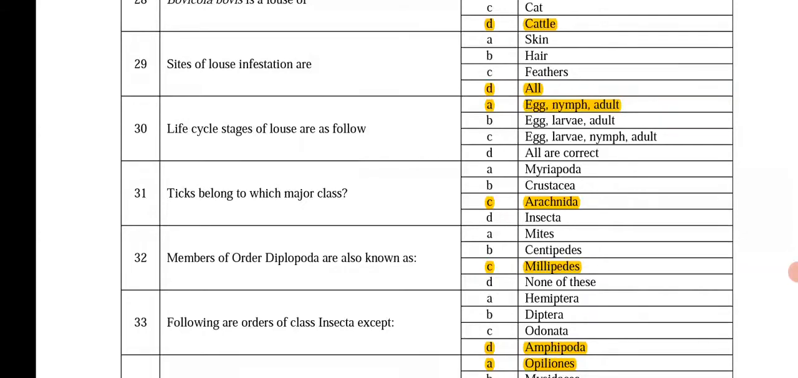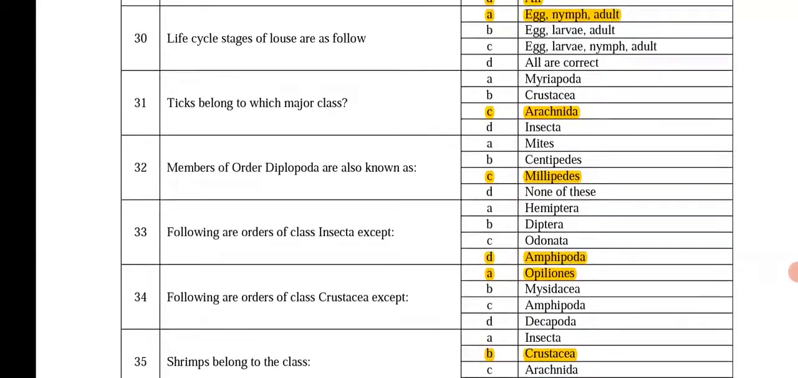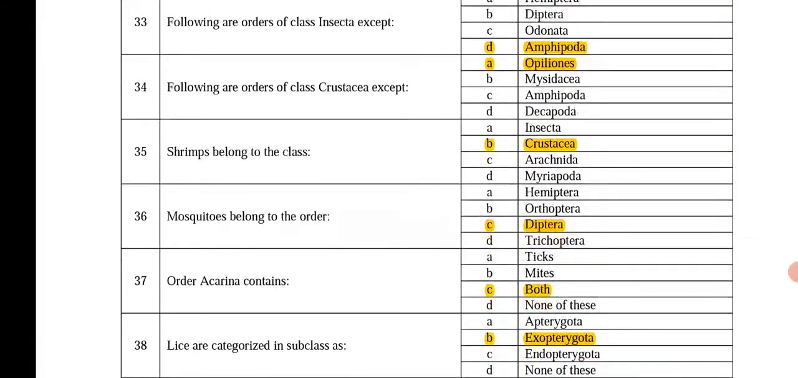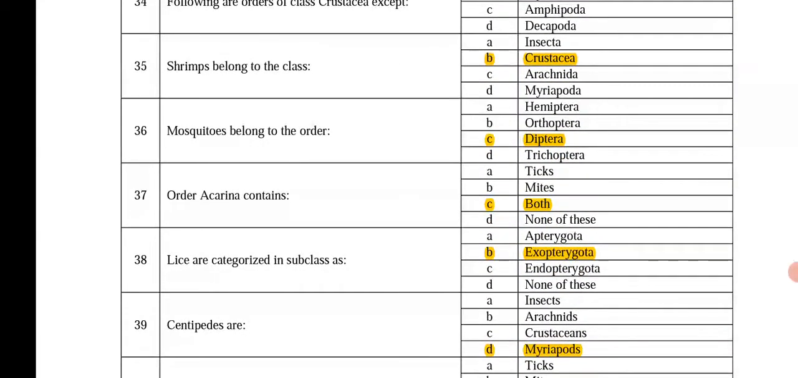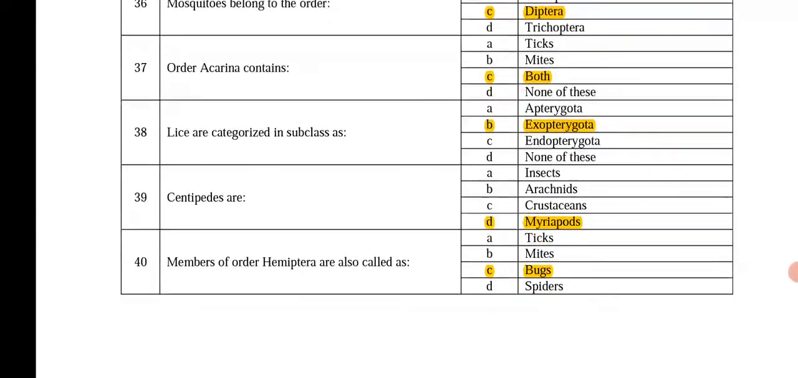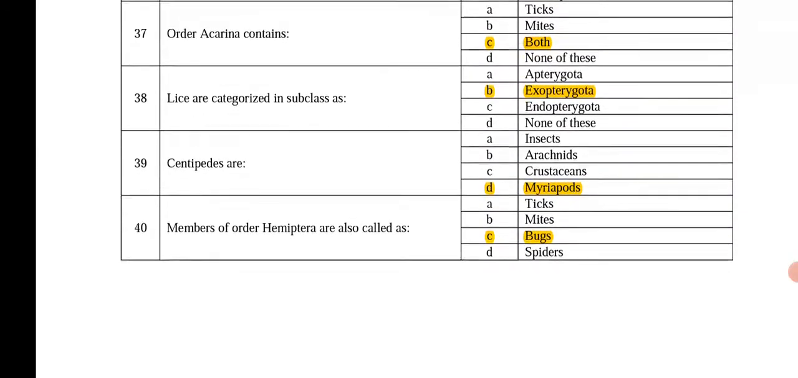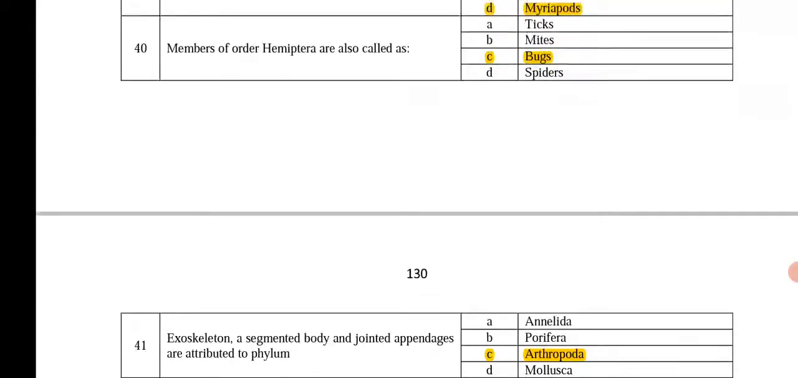Tick belongs to the major class Arachnida. Members of class Diplopoda are known as millipedes. The following are orders of class Insecta except Amphipoda. The following are orders of class Crustacea except Opiliones. Shrimps belong to class Crustacea. Mosquitoes belong to the order Diptera. Order Acarina contains both ticks and mites. Lice are categorized in subclass Exopterygota. Centipedes are myriapods. Members of order Hemiptera are also known as bugs.